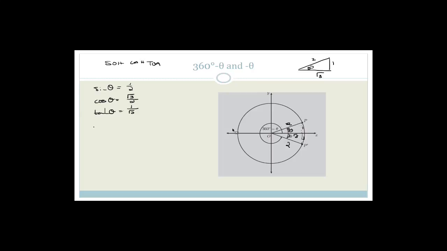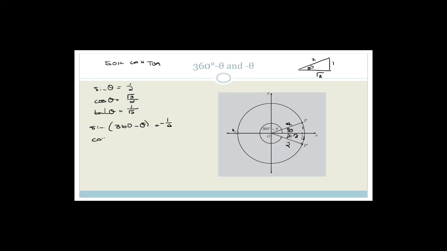So let's talk about sine of 360 minus theta. This is going to be the opposite over the hypotenuse, so it's going to be negative 1 over 2, so it's negative a half. But we expected that because sine is negative in this quadrant. The only thing that's positive in this quadrant is cos.